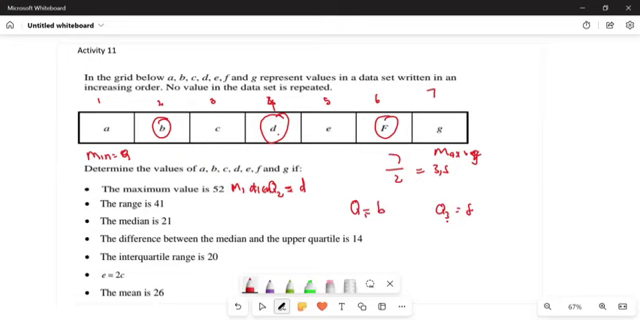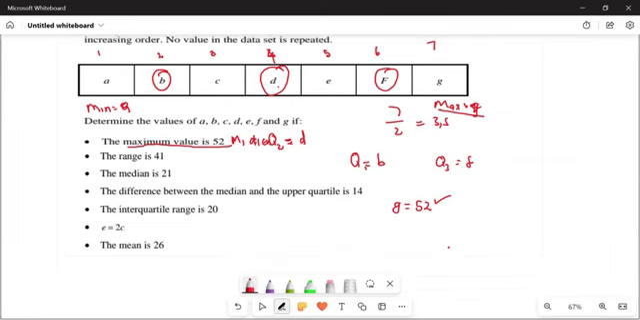So now let's go to the statement. We are going to go through the statement one by one, exactly the way it's given. They say we are given the maximum value. The maximum value is 52. We already said the max is G. So G is going to be equal to 52. And then we'll get a mark for that.